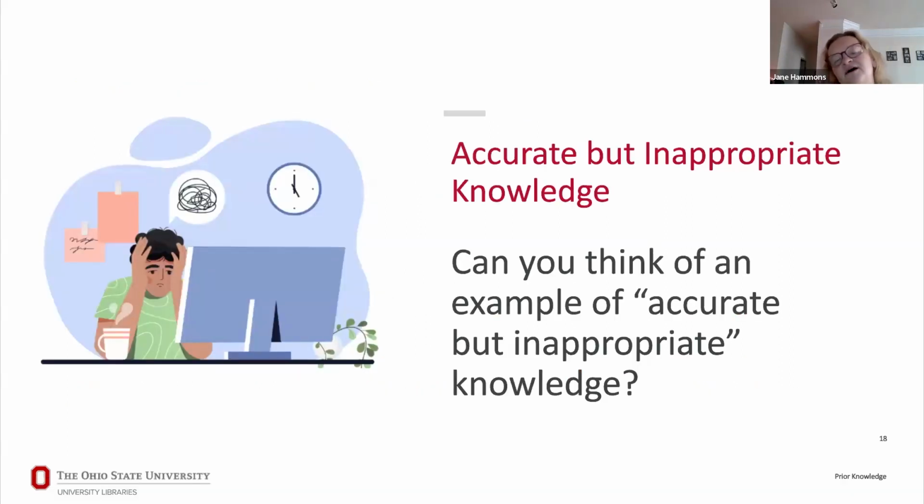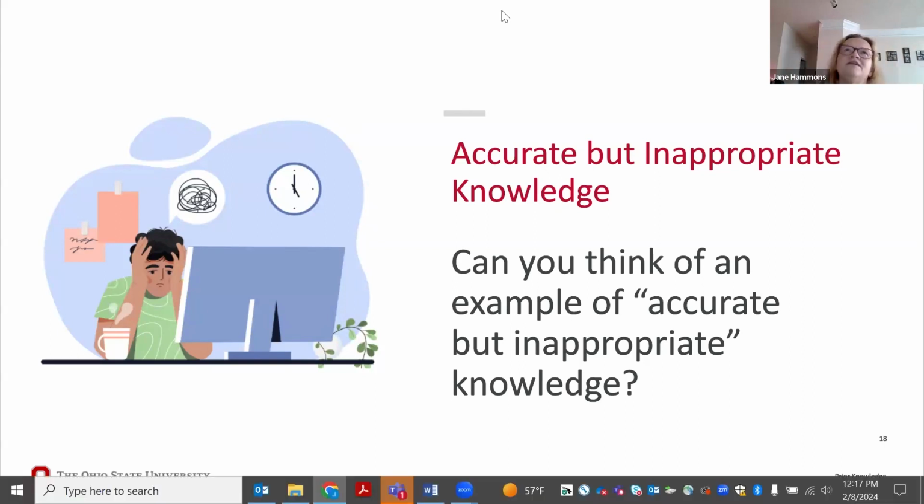Another example of the type of prior knowledge students might have would be knowledge that is accurate, but is inappropriate. So again, I'll give folks a chance to think about what an example of accurate but inappropriate knowledge might look like. And again, you don't have to post, you can share if you would like, not required, but think about what that looks like.